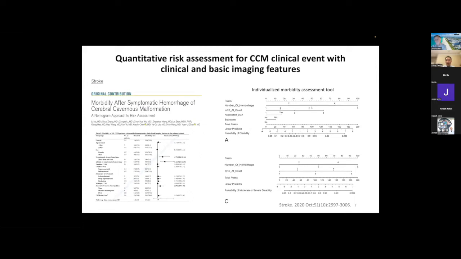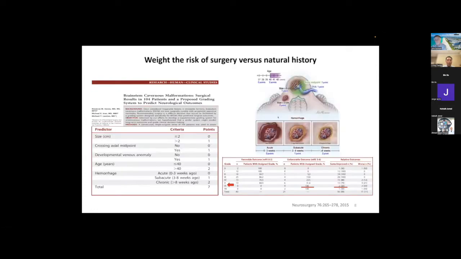And the accuracy for this tool is 87% in an independent validation cohort. So with a relatively specific estimation of the morbidity for each patient, if they choose conservative follow-up, it can be compared with the risk of surgery. And the score here was developed by Dr. Michael Lawton, also based on some clinical and imaging features, including size, hemorrhage period, and so on. We could get a total point for each patient.